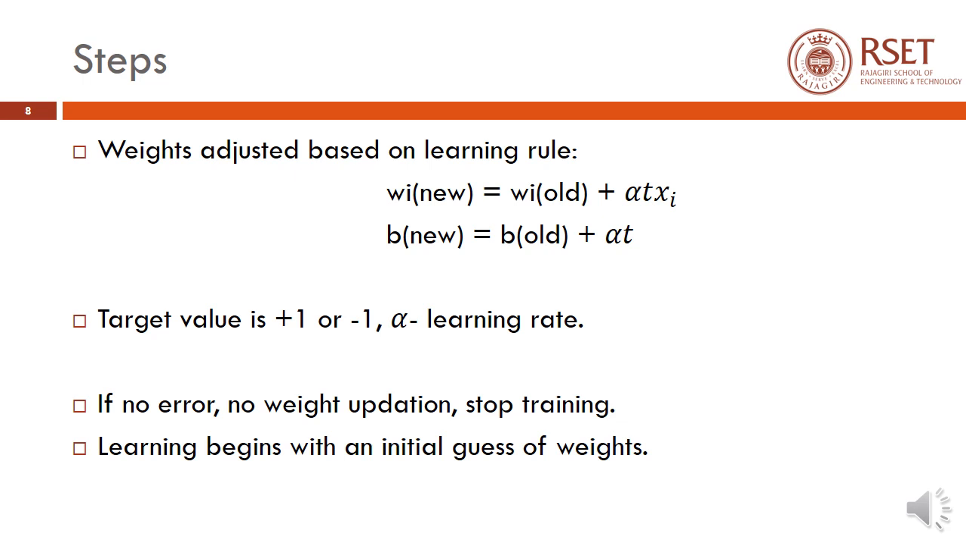If there is any bias involved in the perceptron network that we have created, then that bias value can also be updated as b(new) is equal to b(old) plus alpha times t. This is how weight adjustment is performed in the learning rule of perceptron. And if there is no error when we perform the calculation between target output and calculated output, then no weight updation will be done and we can stop the training. This is how weight adjustment is done in perceptron.